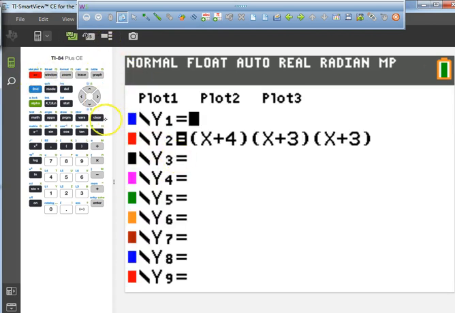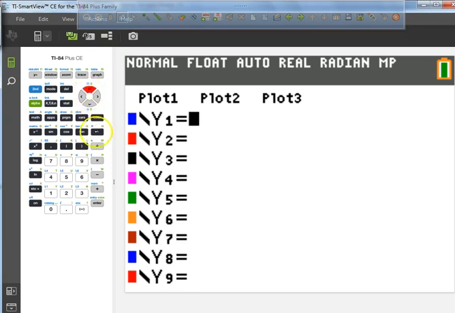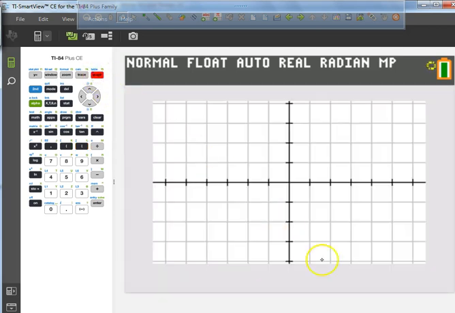What if I clear this out and do a parabola: x minus 2 times x minus 2. How many places does this touch the graph? Just one. I have 1 zero, it just happens to be the same zero twice. So just remember that. If you have multiple zeros, it's just going to touch it and bounce off of it at that point.